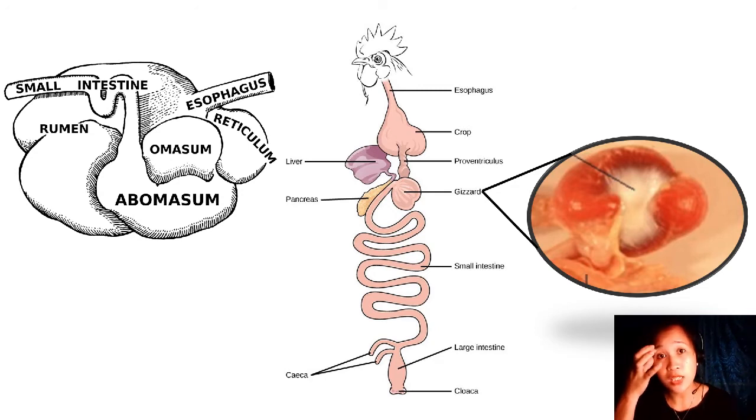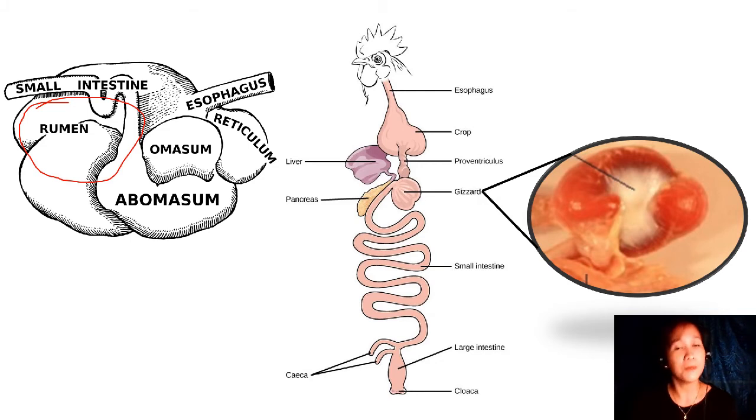Structures like the rumen are common among ruminants. Are you familiar with ruminants? That includes the goats, the cows, and the carabaos. What do you think is the function of these structures? Enzymes produced by the microbes in the rumen, take note guys, initiate chemical breakdown. The walls of the rumen and reticulum move continuously, so they churn and mix the ingested feed with the rumen fluid and microbes.